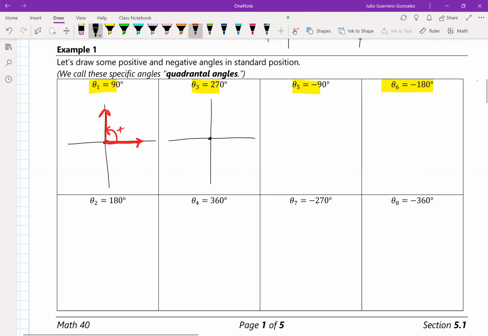So my initial side is right here, and I have to go around this way to here. So this angle right here, from here to here, is the 270 degrees that I need. Let me change this to 90 degrees. And notice the direction I went. I went counterclockwise, meaning positive, right? So now, these two.